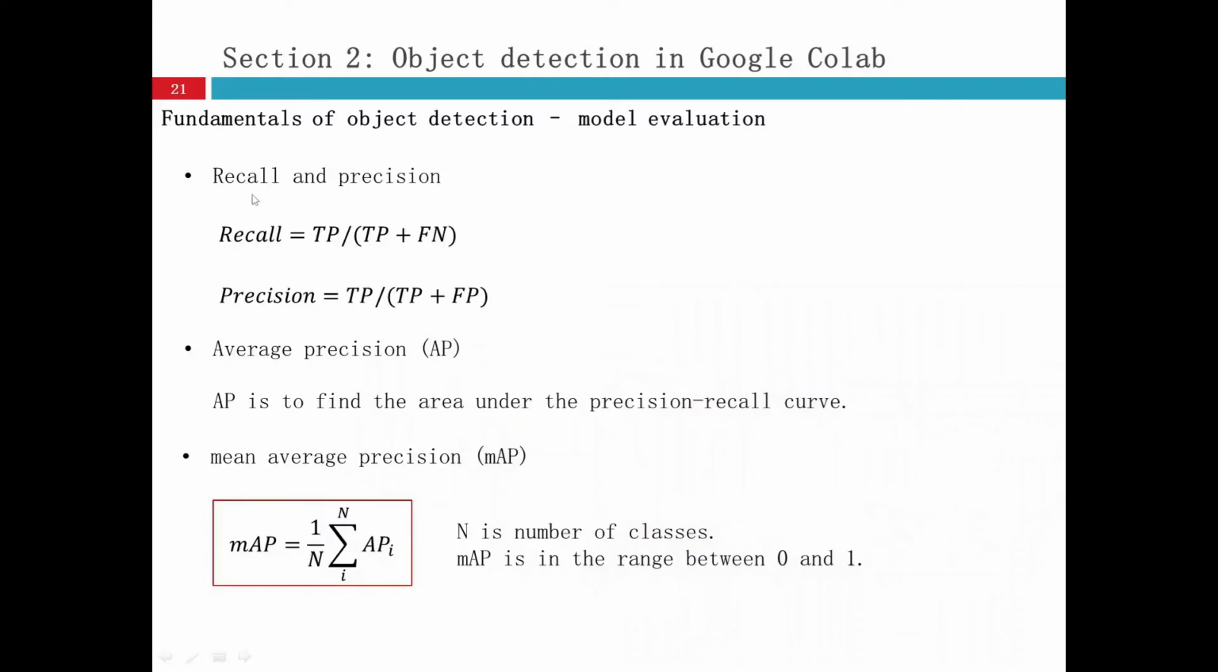Based on that, we have the recall and the precision. The equations for the recall and the precision are provided here. And we can draw a curve for precision and recall. The area under this precision recall curve is called average precision, or AP. And if we average over all of the classes, we will get mean average precision, or MAP. MAP is the most often used parameter to evaluate the model, and we will use MAP in our situation.